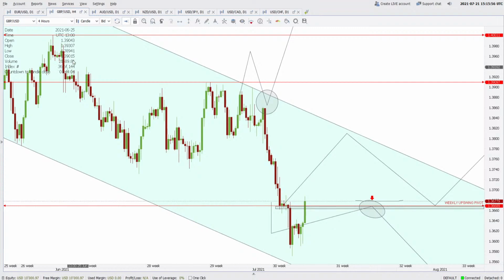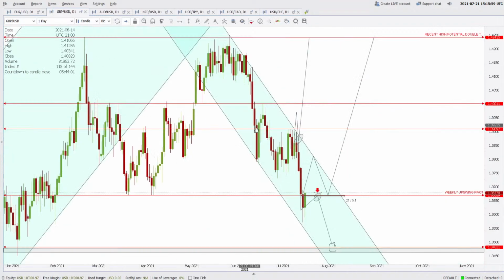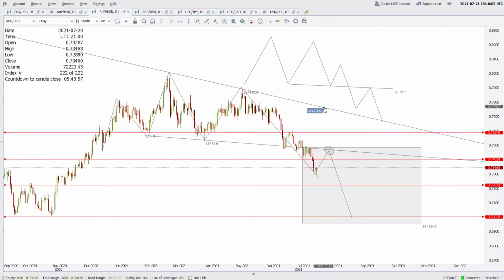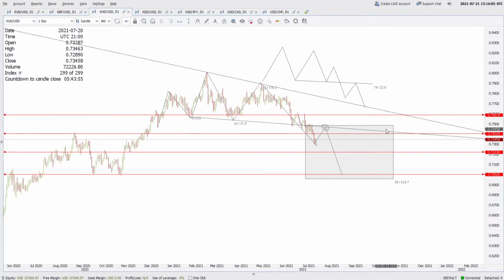So let us see how it happens tomorrow and day after, and then we will deduce what we have to do in this pair. Talking about the Australian dollar, it has already closed the day below this price marker of 0.7402.